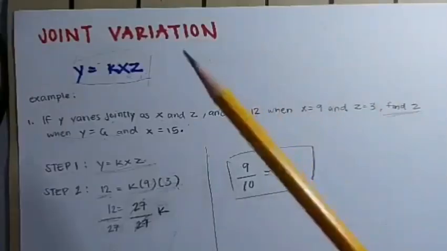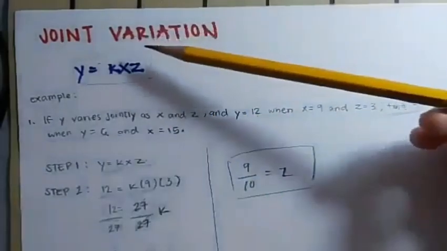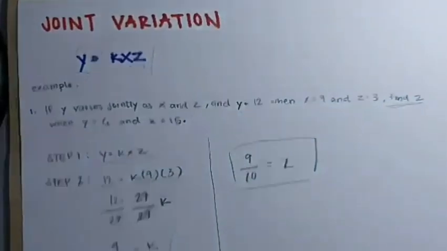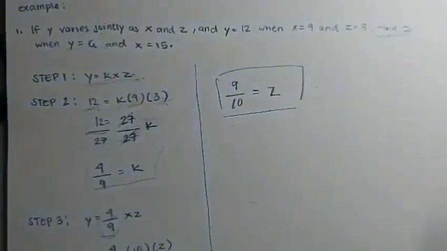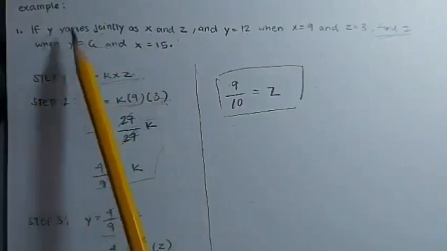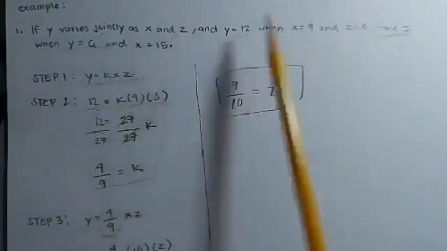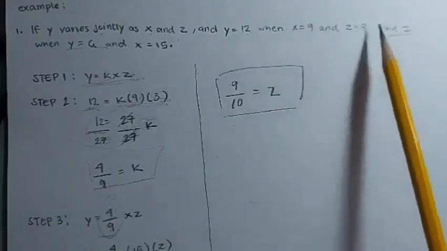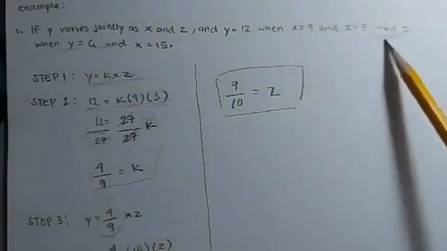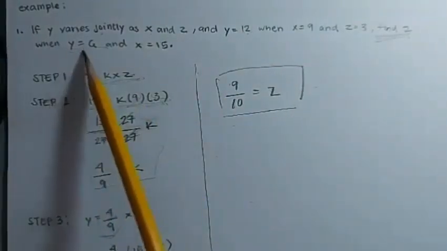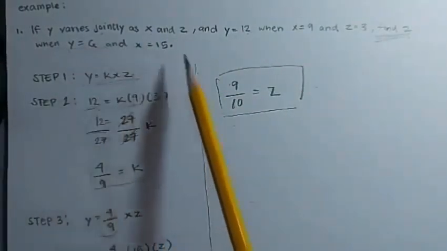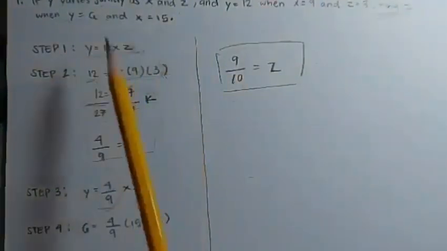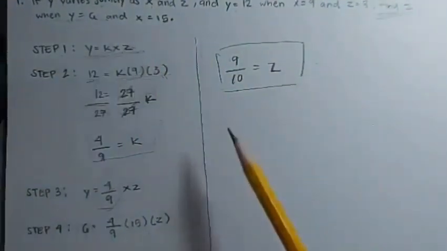Now I'm gonna give an example on how to solve a joint variation. Now, this is the equation for a joint variation. Let's move on to the example. If y varies jointly as x and z, and y equals 12 when x equals 9 and z equals 3, find z when y equals 6 and x equals 15. Step 1 is to write down the correct equation.